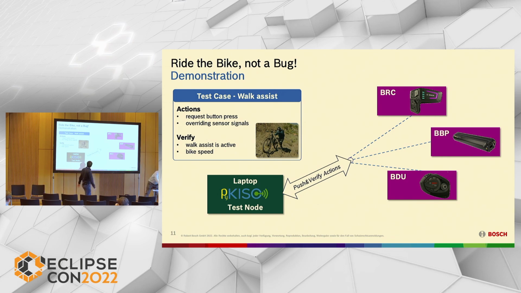Okay, then I will run my demonstration on my laptop. On my laptop we have the Kiso framework, so we are able to communicate with the bike. We are also able to communicate with other components, so we could have cut off the other components, but in this case we are pushing interactions into the system, so it's more of an integration test, and at the end we are verifying if we got walk assist from the bike and if we can see a bike speed. Okay, I see Sebastian is already preparing it.